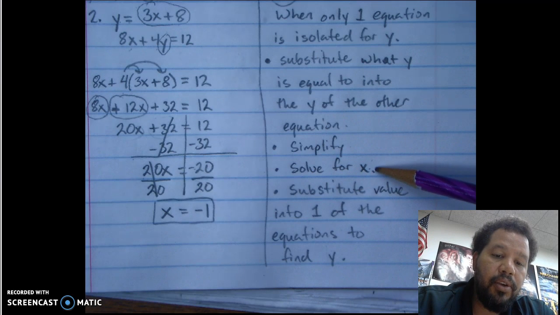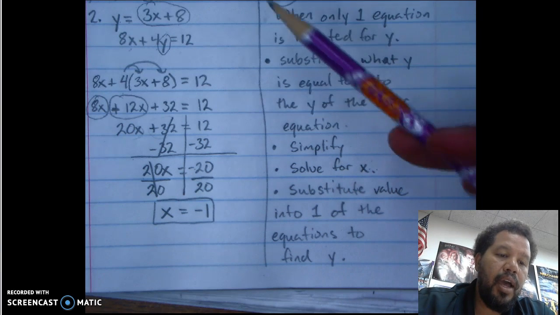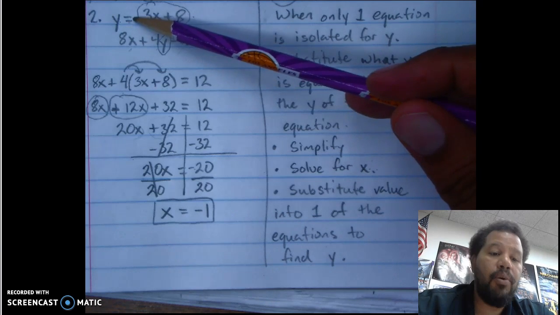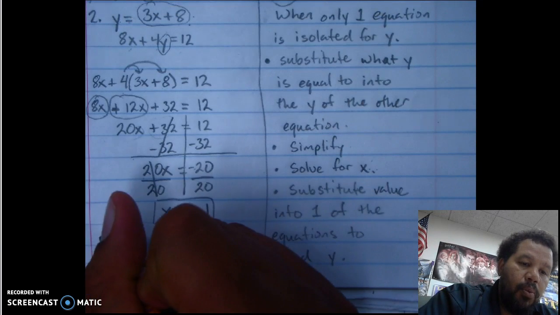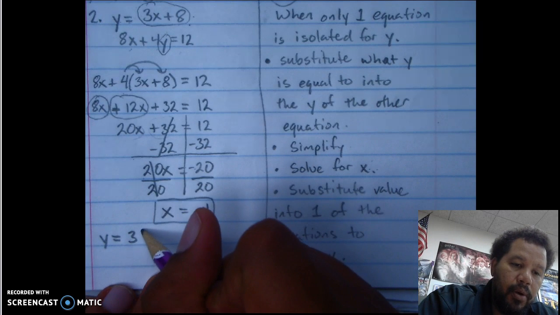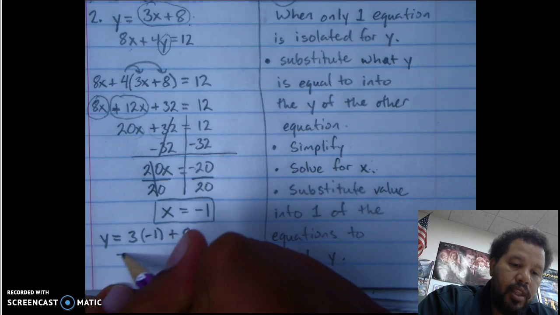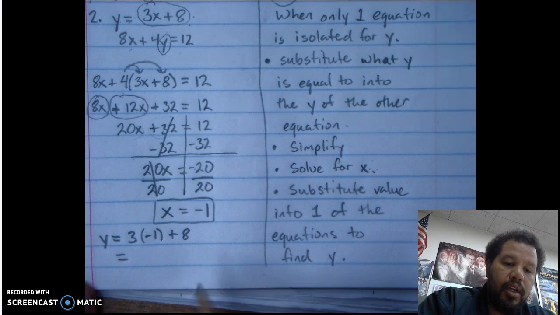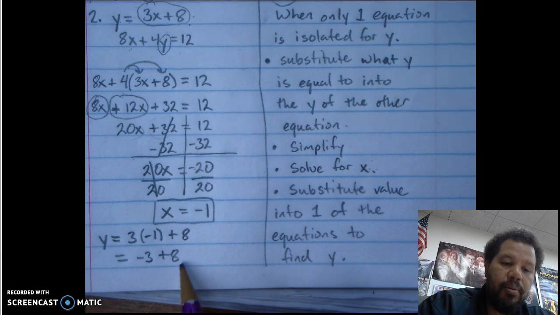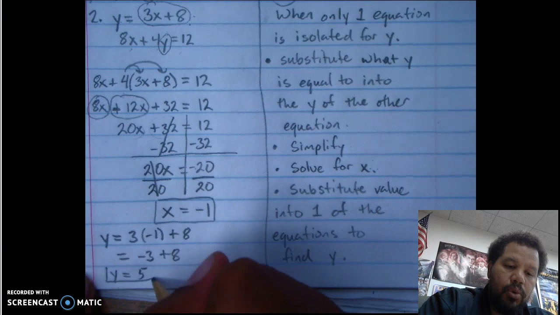Once I have my x value, I'm going to substitute this x value into one of the equations to find y. So I'm going to substitute it into the first equation since it's already isolated for y. So I'm going to put y equals 3 times x. Well, now we know x is negative 1, so 3 times negative 1 plus 8. So that gives me 3 times negative 1 is negative 3. And then it says plus 8, so negative 3 plus 8 is 5. So y is equal to 5.